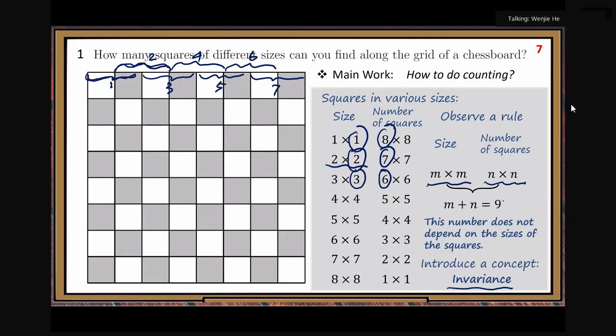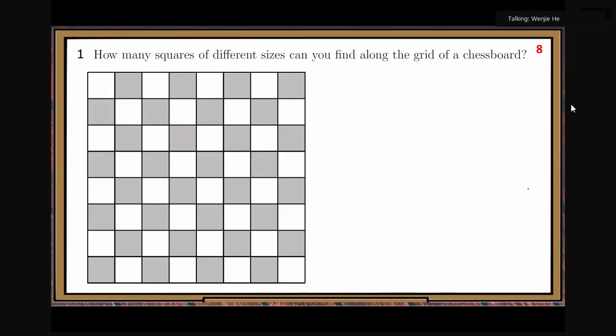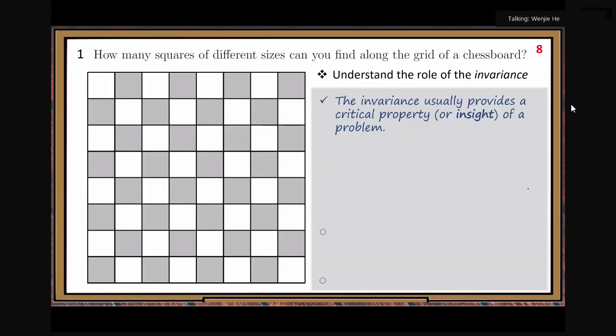Yeah, so here we know for all the sizes, this number keeps the same. Then next, I want to use a simple example to show you the importance of this concept. Understand the role of this invariance. So here, invariance usually provides a critical property, an insight of a problem. Usually, it's not easy to discover this invariance property.